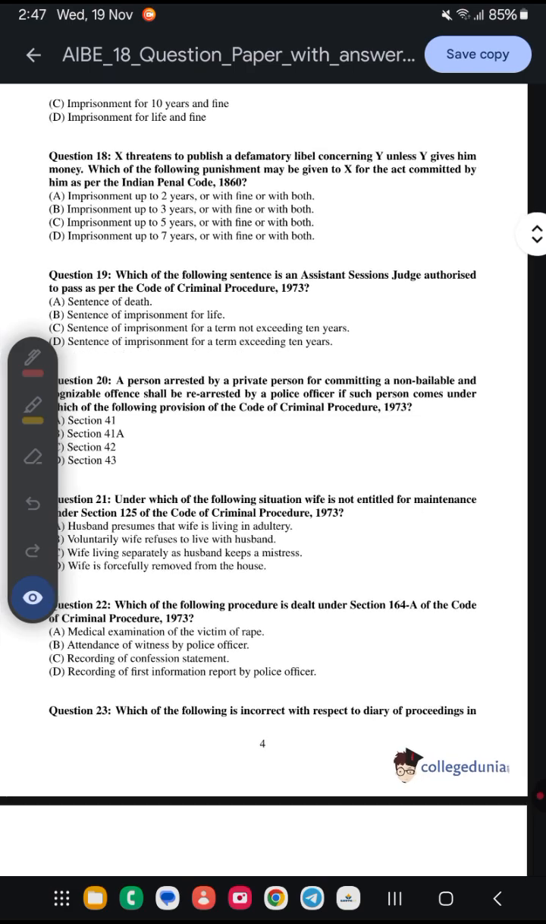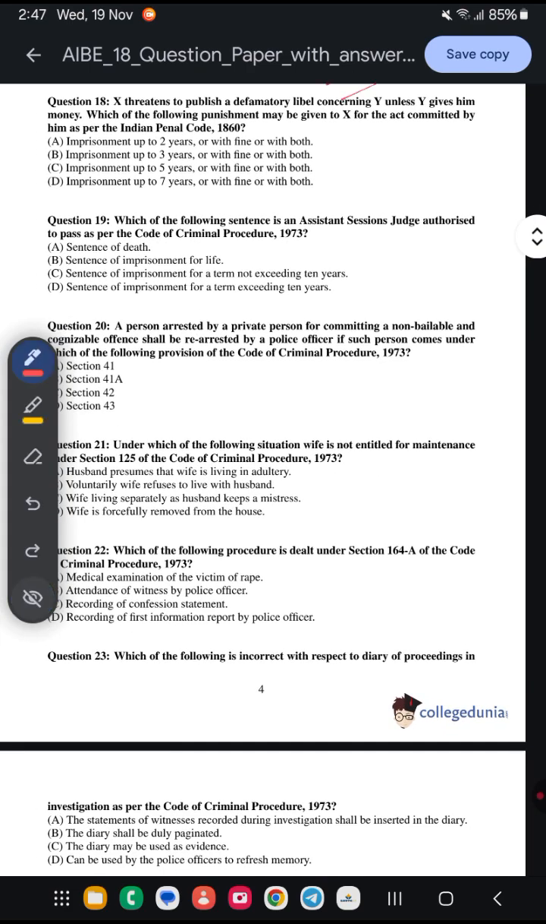So the next question is question number 18. X threatened to publish a defamatory libel concerning Y unless Y gives him money. What is the punishment?